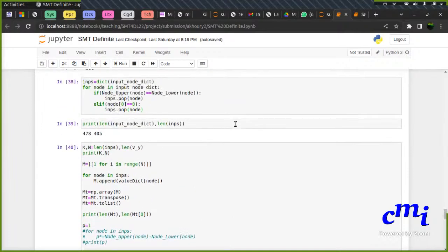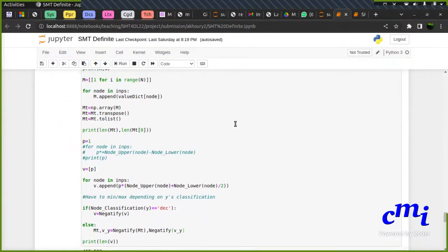Okay, is that all? Yeah, that's all. So what I will do is save this, and I think I'll upload it on the SMT for DL page. You can access it from there. All right. Okay, I'm going to stop.